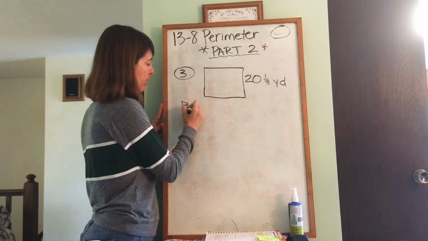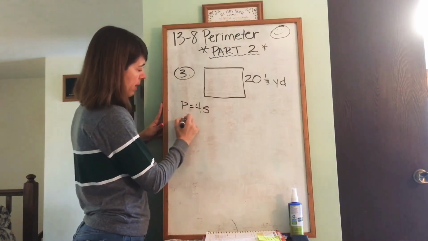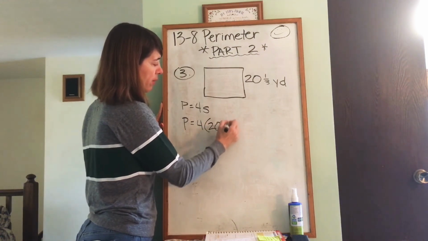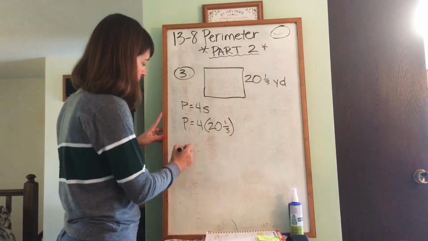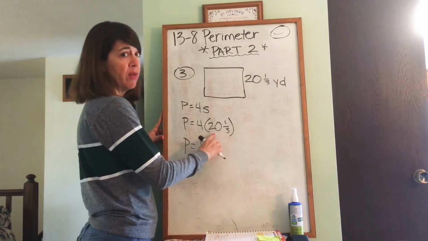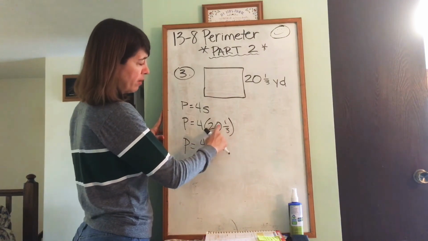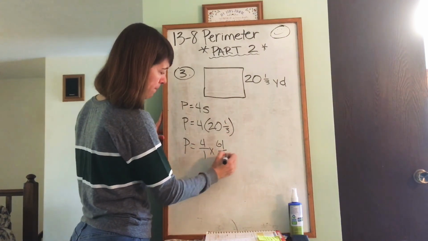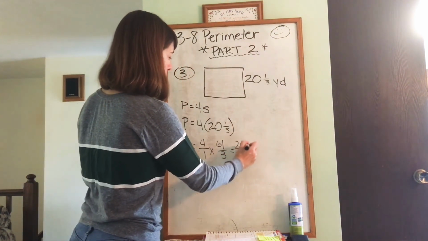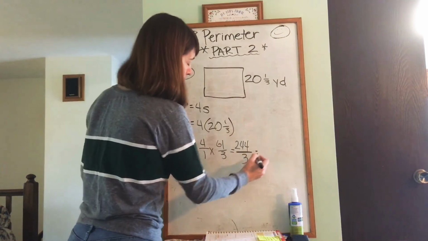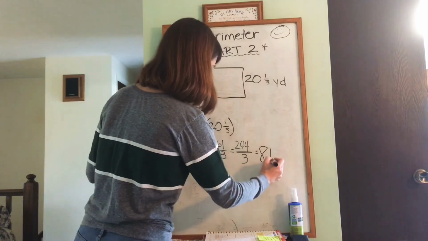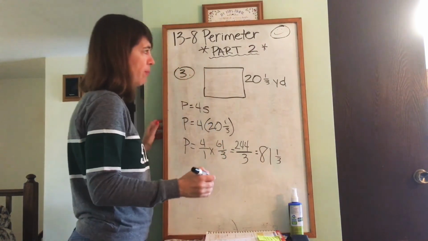You could do perimeter equals 4s, and so perimeter equals 4 times 20 1/3. Now you could multiply that, so P equals 4 over 1 times, we really need to make this an improper fraction, that's going to be 61/3. So we get 3 in our denominator, we get 244 in our numerator. We would have to divide there. You would get 81 1/3 is what that would be.